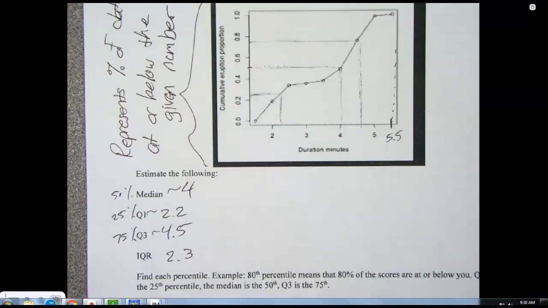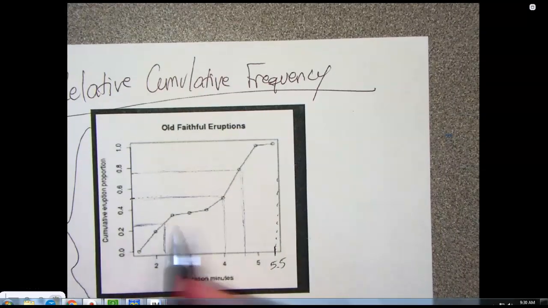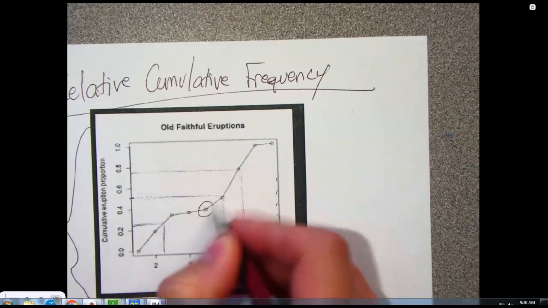Try the rest of it. The very last question says, what does the circled point tell us? I didn't circle the point yet. Let's circle that point.